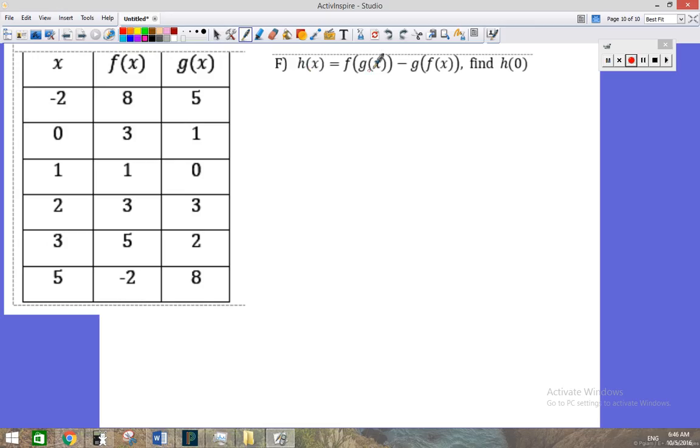h is this composition of f of g minus the composition of g of f for every point in the domain of h. We're trying to evaluate h at 0. Let's see if it's in the domain. Let's see if we get an output. So for the first number in this subtraction problem, we have to do this composition. And for the second number, we do composition in the reverse order.